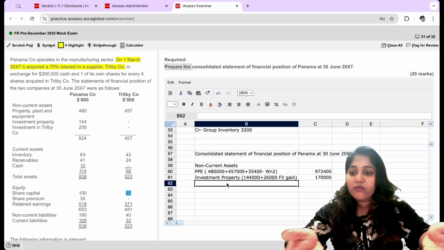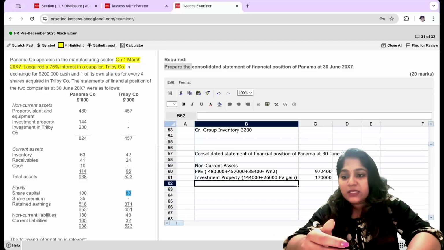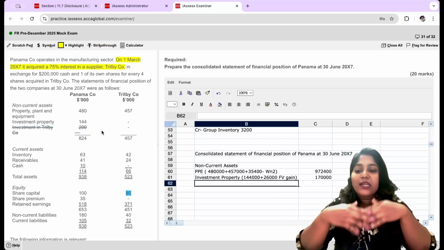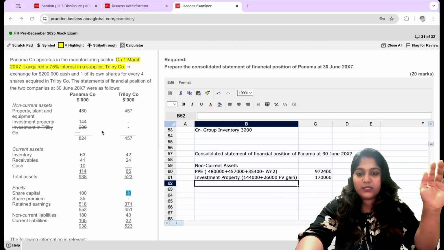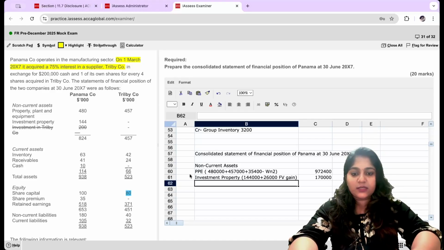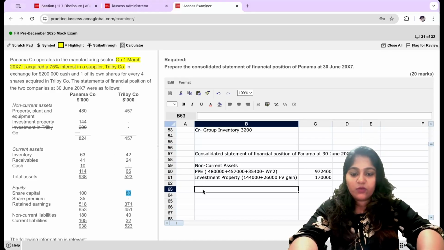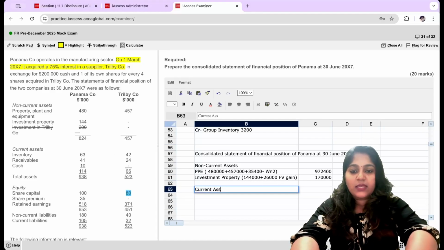Do we have goodwill? First of all, we don't have goodwill. Please, investment in AAA company we are not supposed to show, because you can't have investment within your own organization. That's about your non-current assets. Then we go to current assets.